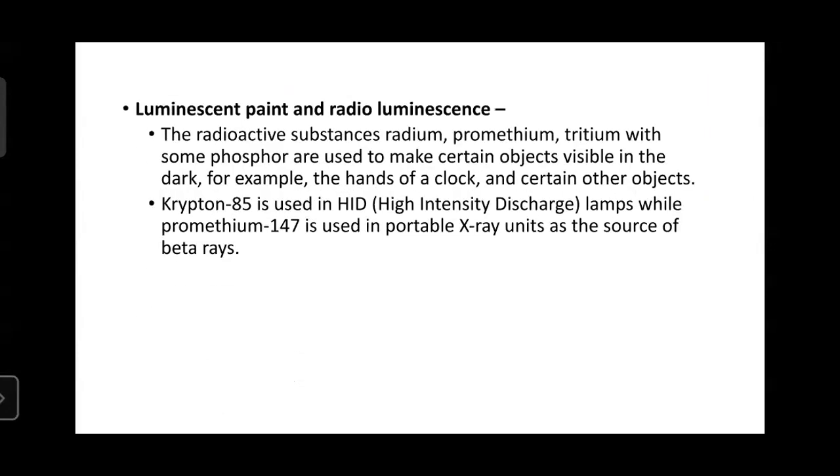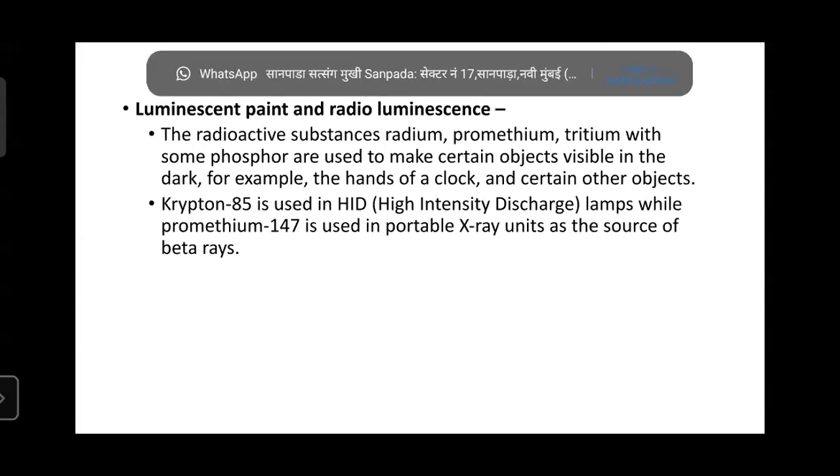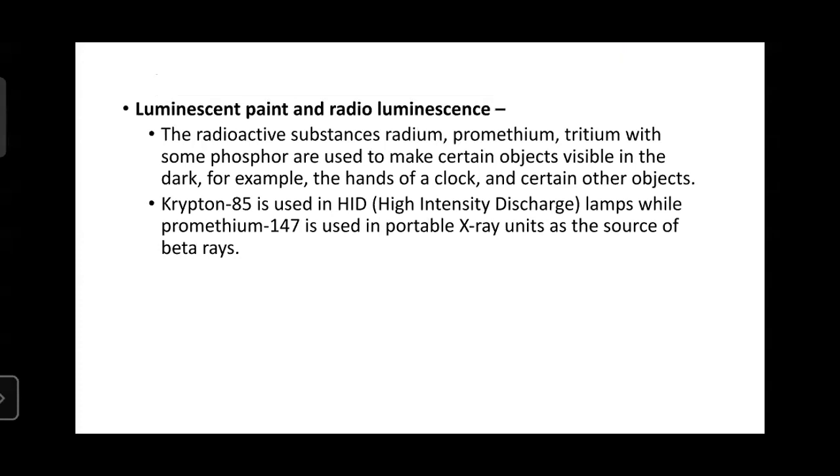Now, luminescent paint and radioluminescence. Radioactive substances like radium, promethium, and tritium with some phosphor are used to make certain objects visible in the dark, for example the hands of a clock and certain other objects. Krypton 85 is used in HID, that is high intensity discharge, lamps, while promethium 147 is used in portable X-ray units as the source of beta rays.